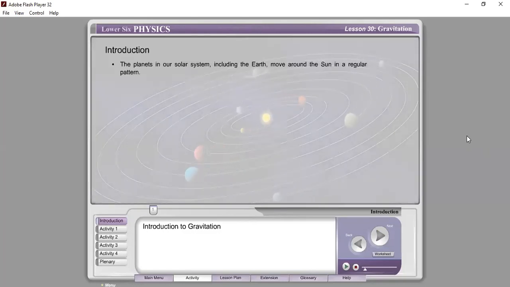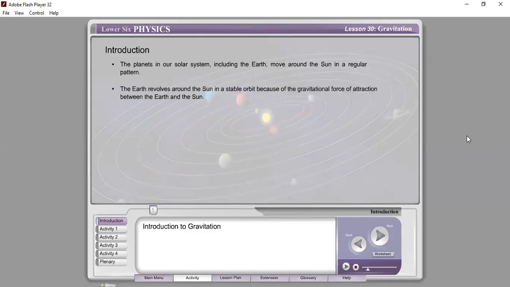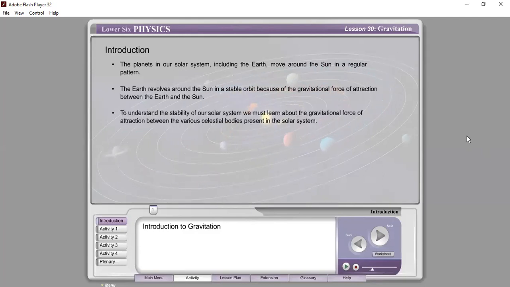The planets in our solar system, including the Earth, move around the Sun in a regular pattern. The Earth revolves around the Sun in a stable orbit because of the gravitational force of attraction between the Earth and the Sun. To understand the stability of our solar system, we must learn about the gravitational force of attraction between the various celestial bodies present in the solar system.